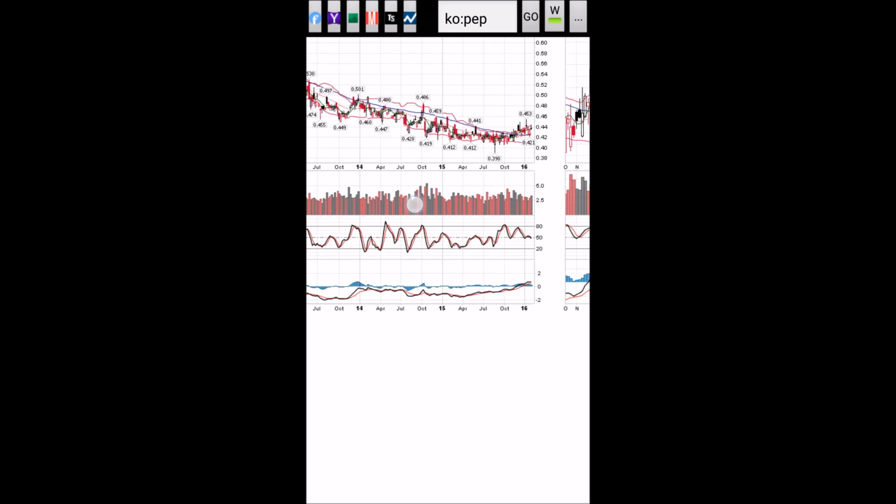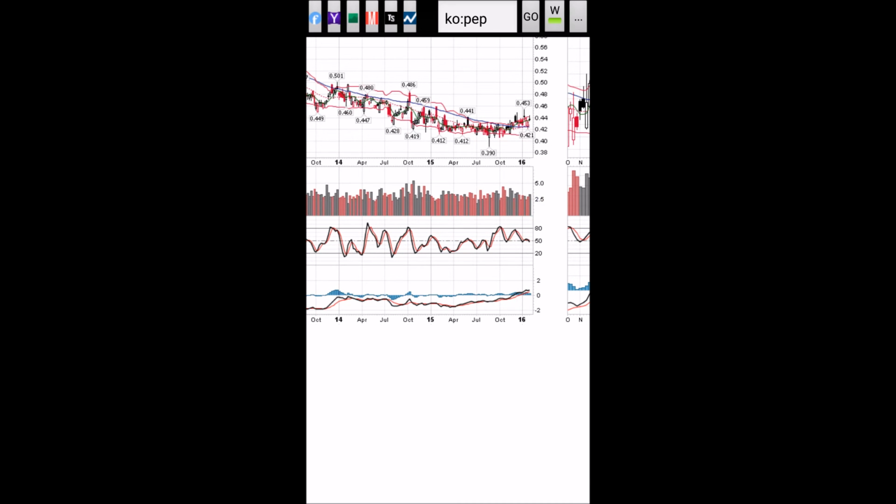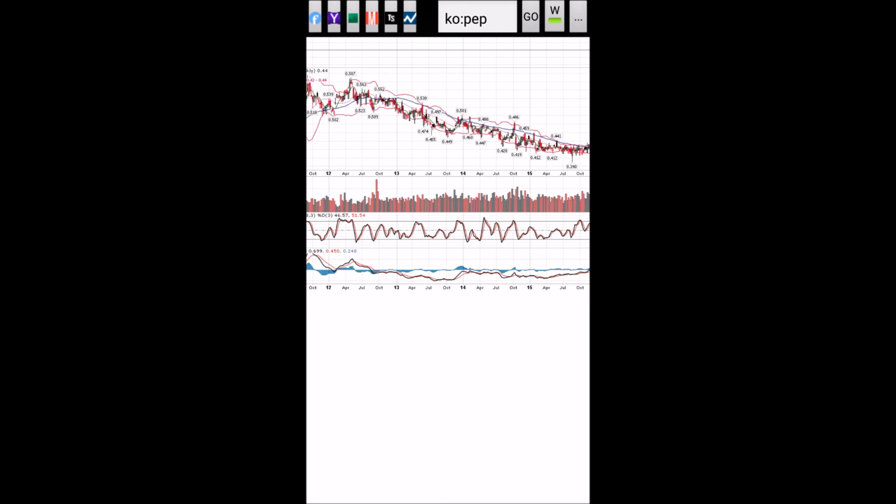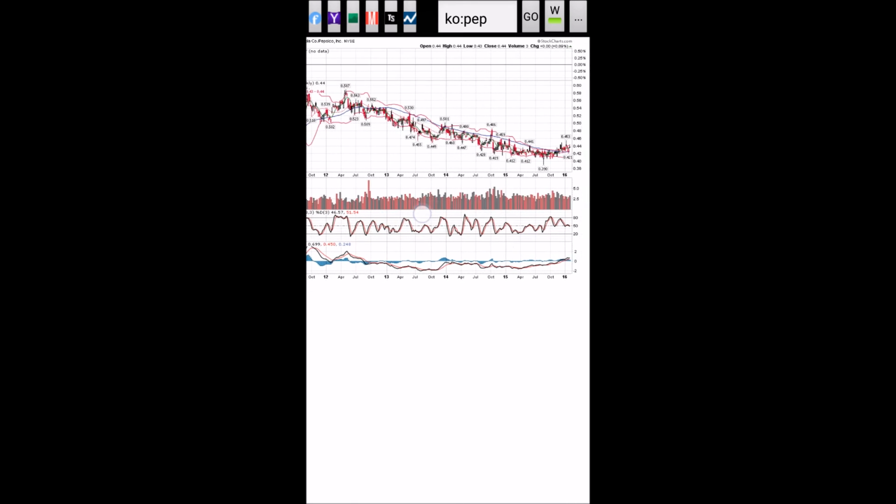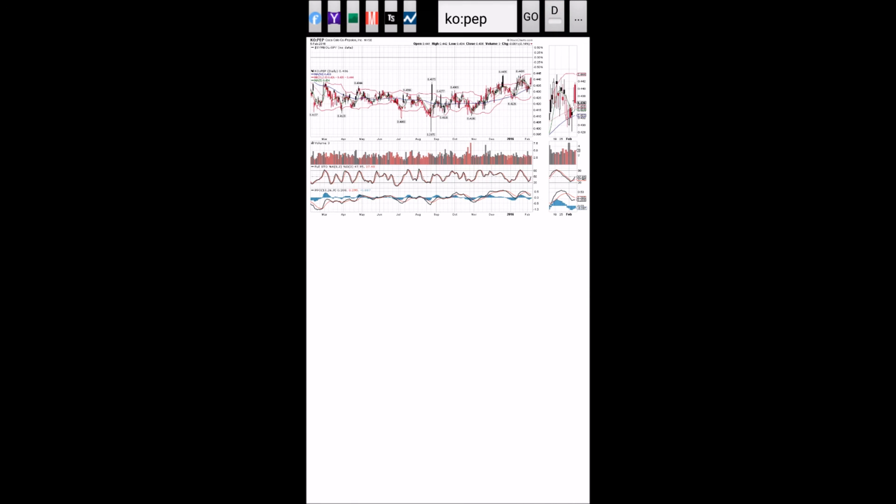But towards the end here, we can see that the blue line is actually starting to taper off and flatten out, which means that their performance is on par, about 1-to-1 to each other. And if we go into the daily, we can actually see that the 50-day moving average is starting to slope up, which means in the short term, Coke is starting to slightly perform better than Pepsi.